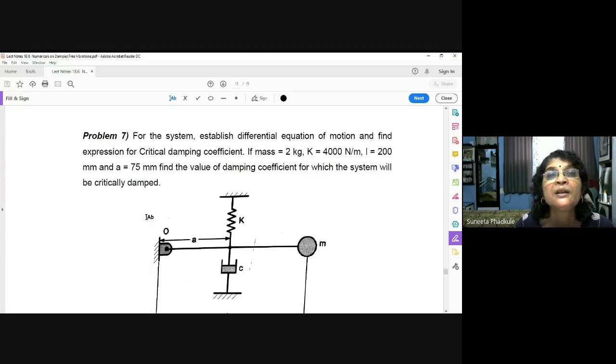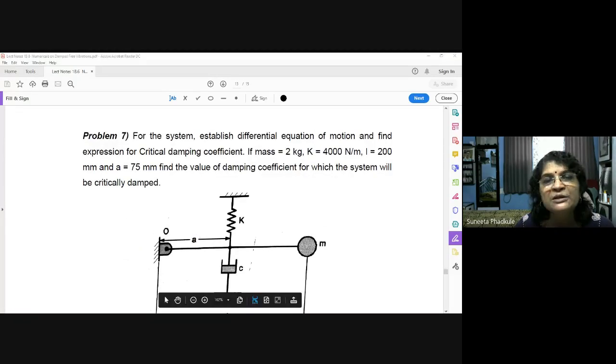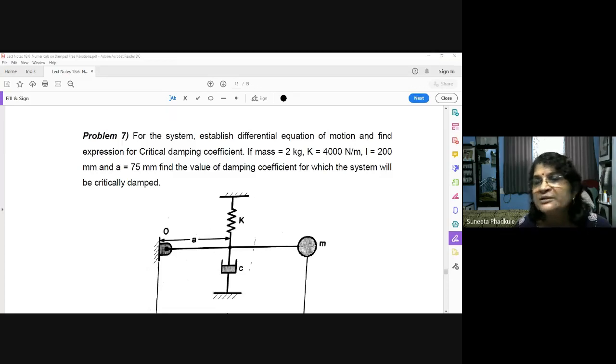Now this is the last problem. Any doubt in the earlier problems up to this 6th problem? Please put it in the chat box. You are getting it. Am I not too fast? No. Okay, let us move to the next problem.